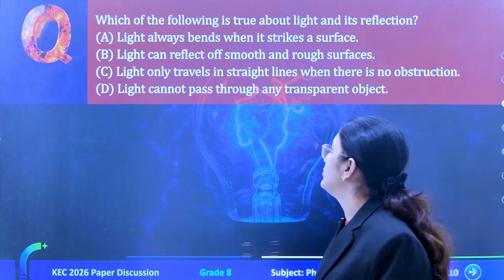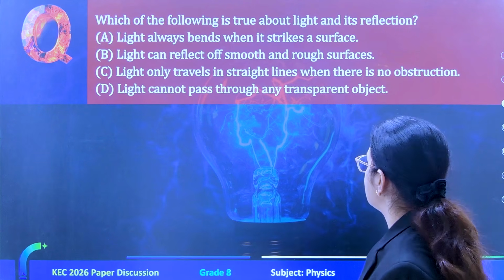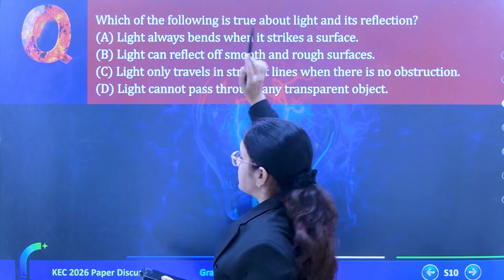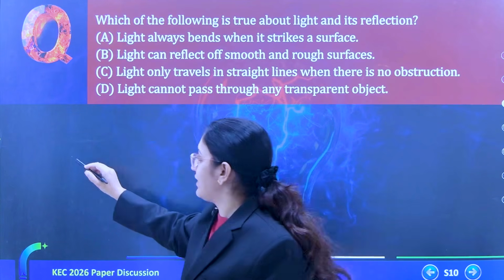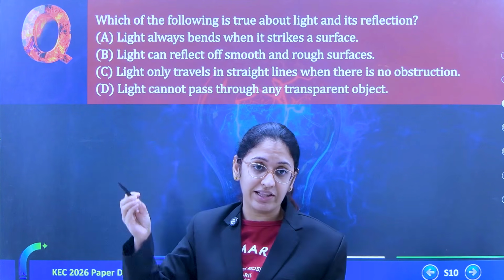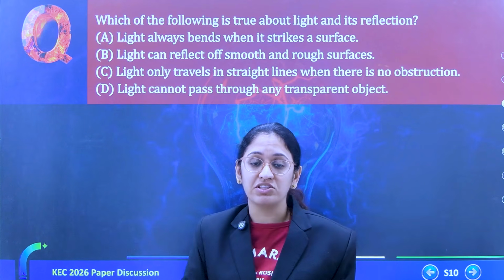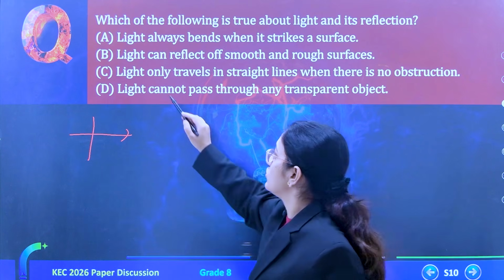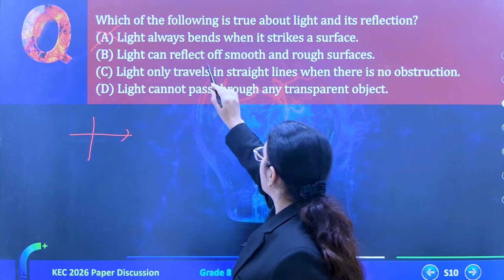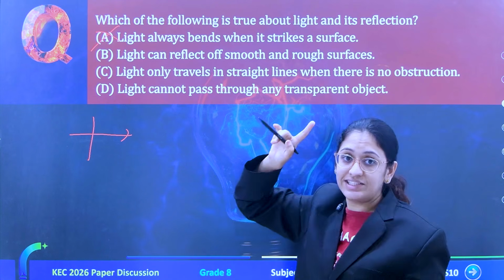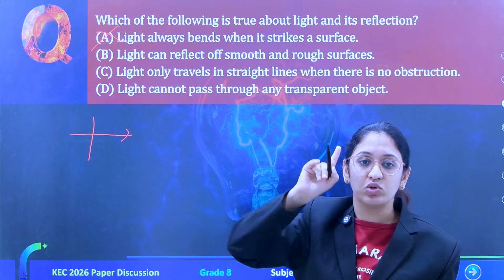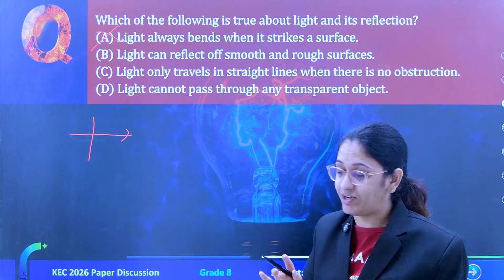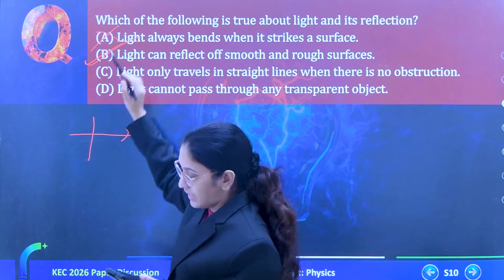Next. Which of the following is true about light and its reflection? Light always bends when it strikes a surface, not necessarily. Light reflects back, but some other phenomena are also there. It can pass straight also, like in a plane mirror, it is passing straight. It is not bending. So this option is wrong. Light can reflect off smooth and rough surfaces. Yes, from a smooth surface it reflects back, and from a rough surface also it reflects back, but not following the law of reflection. So option B is the correct answer.